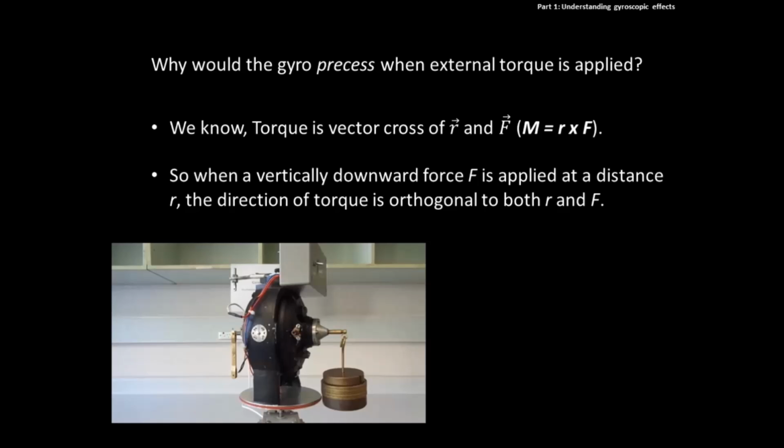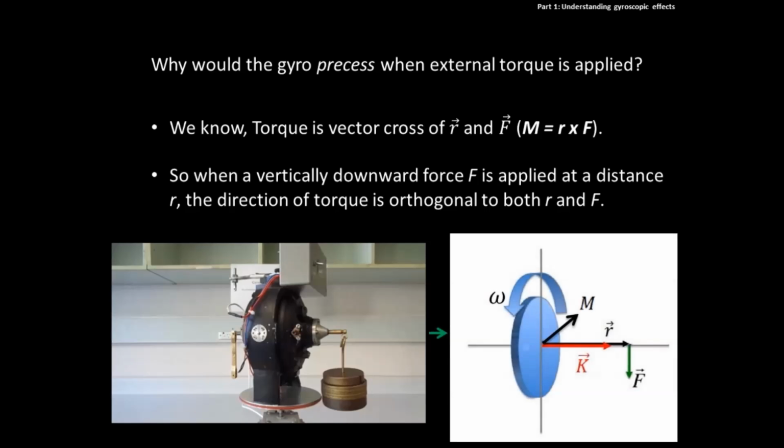Now let's understand in the proper way. So when the vertically downward force is applied at the distance r, there is a torque produced. And by definition, torque is a vector cross of distance and force. So the direction of torque should be normal to both r and f, as shown here.